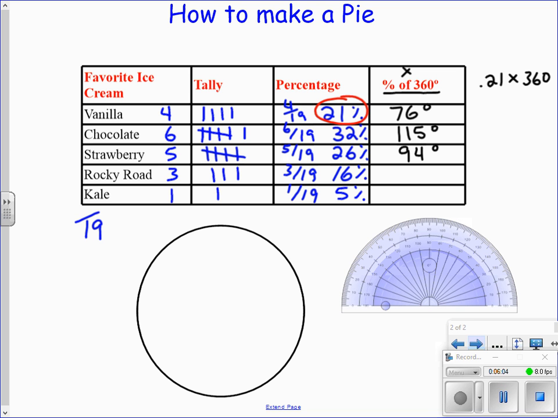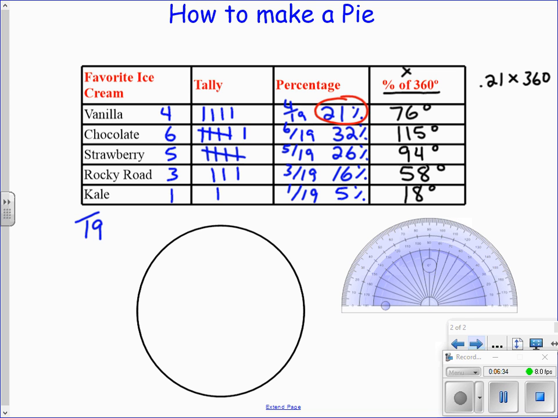Next is 16 percent, so 0.16 times 360 is 57.6 degrees. I'm going to round that off to 58 degrees of the pie. And finally, 5%, which is 0.05. Don't forget to put 0.05 in there, because if you put 0.5 in there, that's half, and that's going to be way too much. So 0.05 times 360 is 18 degrees.